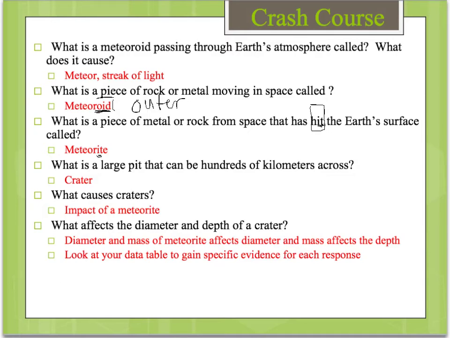Next question, what is a large pit that can be hundreds of kilometers across? That's going to be a crater. What causes craters? The impact of a meteorite. And the last one here, what affects the diameter and depth of a crater? Well, basically we could say the mass of the meteorite is going to affect diameter, and then mass is going to affect the depth.